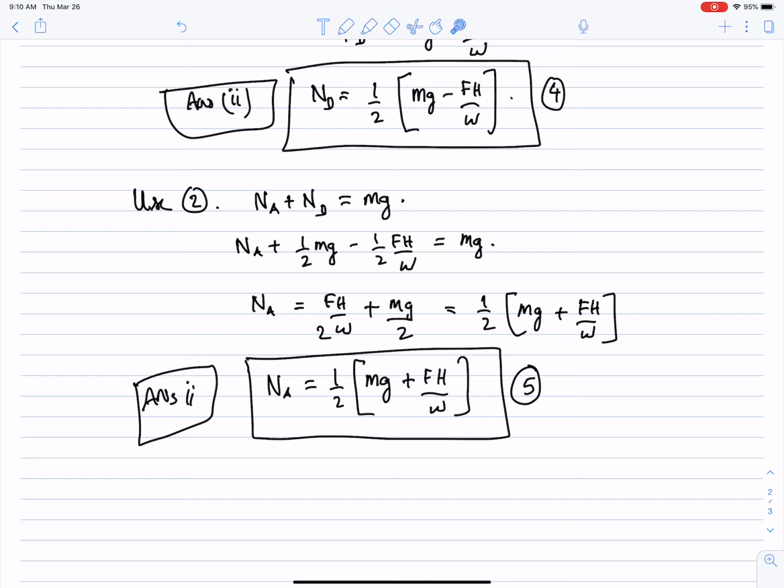If there was no sideways force on the object, if you plugged in F equals 0, then you do get Nd equals half Mg and Na equals half Mg, right? And that's actually the statics problem. But now we have a dynamics problem with a horizontal force that's pushing it forward, accelerating it. And because of that acceleration and the horizontal force, we have this extra term. What we find is that the normal reaction at point A is increased, and the normal reaction at point D is decreased by this force, okay?